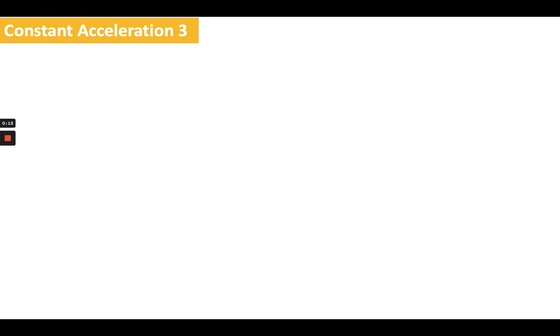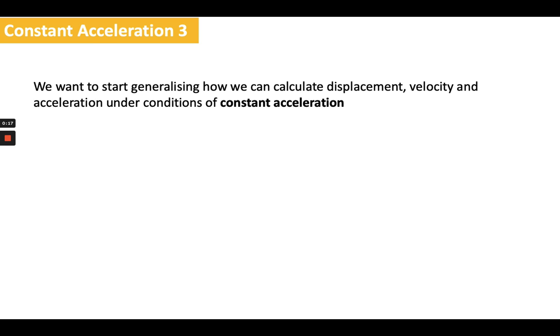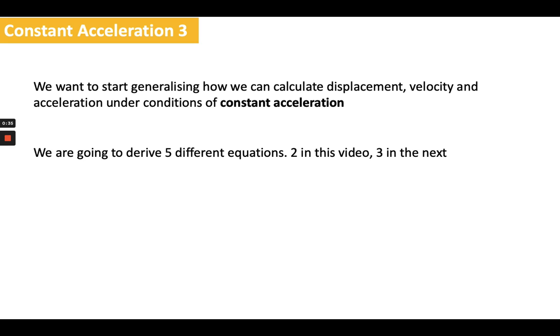So just to talk about what we're trying to achieve in these videos, we're going to start generalizing to the point where we can calculate displacement, velocity or acceleration, and this is going to apply under conditions of constant acceleration. So the assumption we make at the very beginning is that acceleration is constant. That's a simplifying assumption to some extent, but it allows us to derive 5 key equations. We're going to derive 5 different equations, 2 in this video and 3 in the next.